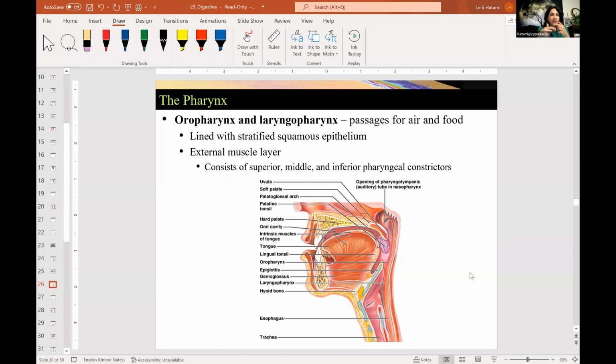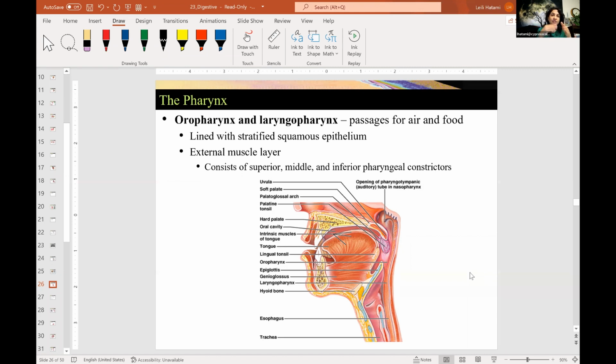Then the teeth chew the food, breaking it down into smaller pieces, and with the help of the tongue, the food is repositioned and mixed with the saliva. And then through swallowing, we push the food into the pharynx, which we talked about in the respiratory system. The pharynx is a tube that starts from the base of the skull to the level of C6, cervical vertebra number 6.